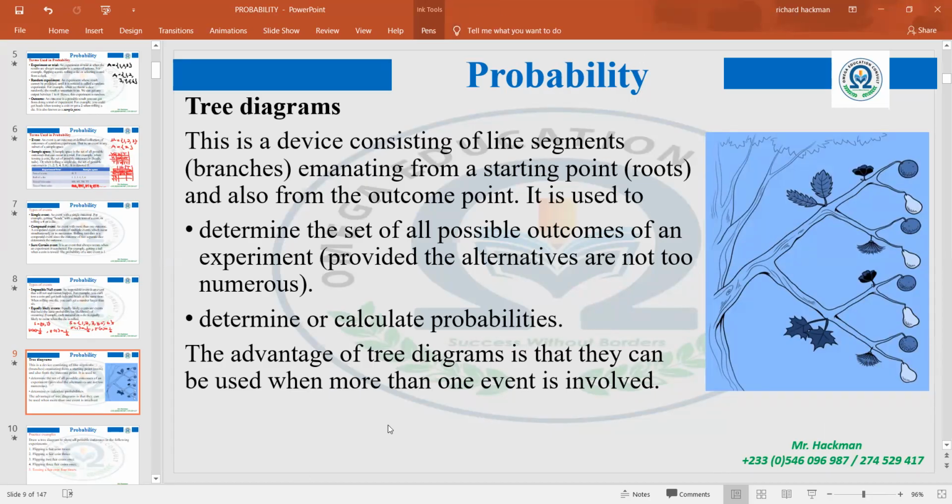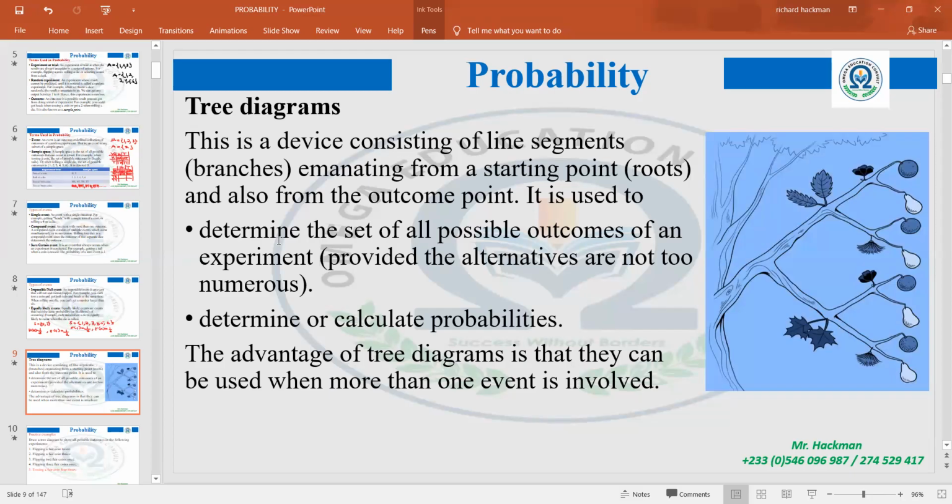So this is it. Just as you can see, we are looking at tree diagrams. In the name, you see tree, but we are not going to draw a tree. It's just that the nature of the diagram resembles that of a tree. So quickly, let me take you through this, then I will throw a little more light on it. This is a device consisting of line segments, which will be the branches, emanating from a starting point, which I am calling the root.